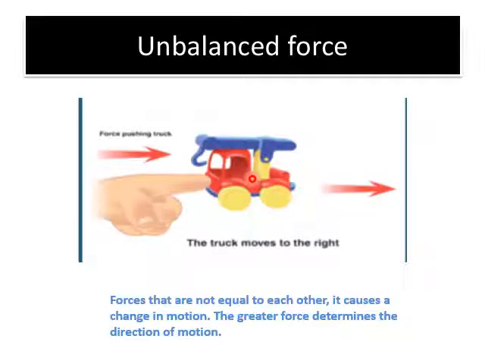So for example, as I told you, if there is someone else trying to push it from the other side, but this person is stronger than the other person, this will determine the direction of the motion. This man is stronger than the other one, so this means that the truck will move accordingly. It will move to the right.